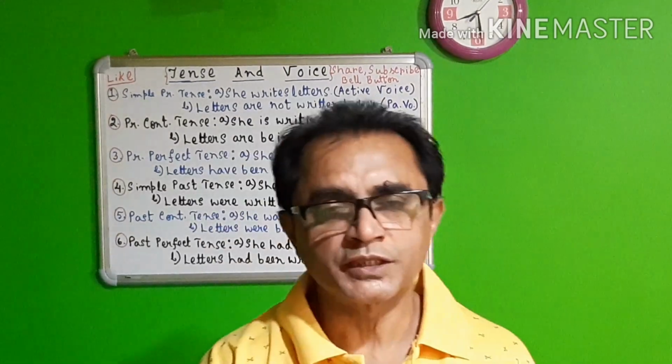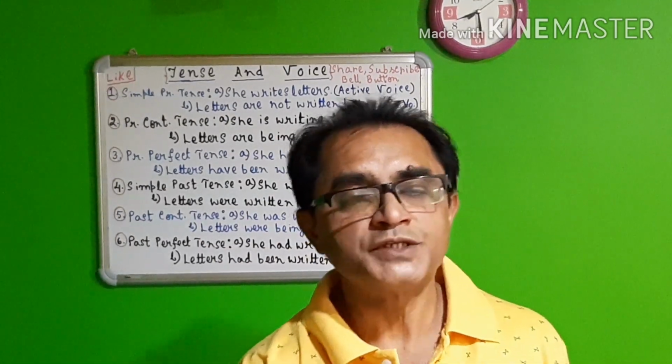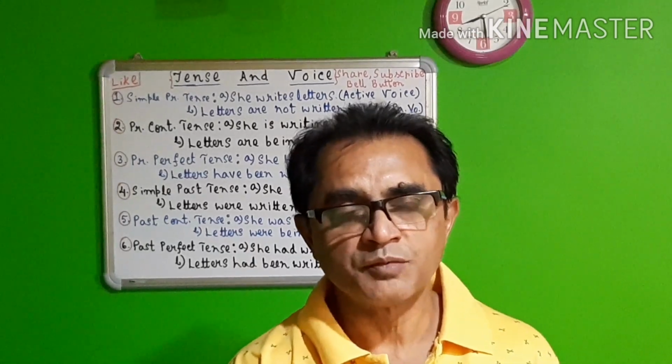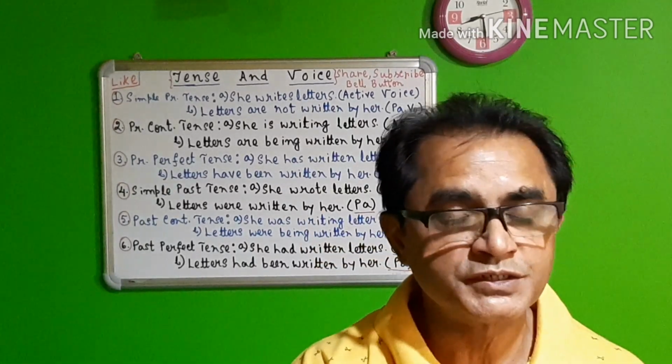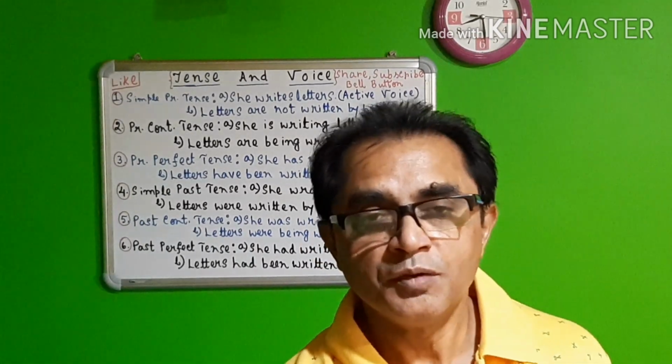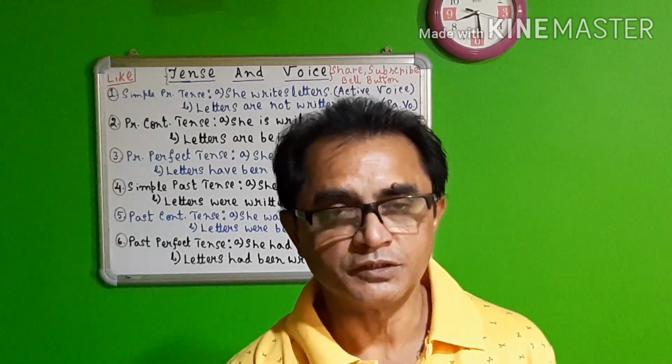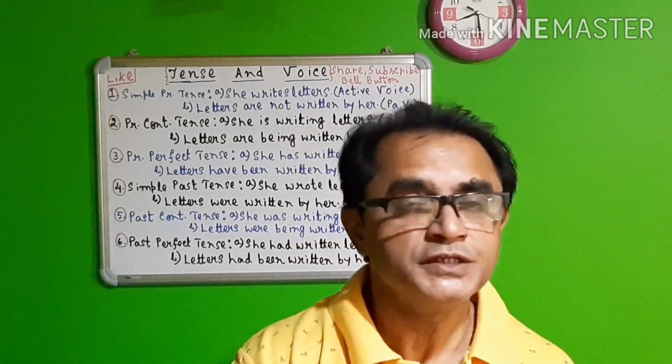If we say it in another way, Ram eats rice, rice is eaten by Ram. Here the subject is rice and the verb is eaten, but rice does not eat anything. Rice does not eat anything, it is eaten.